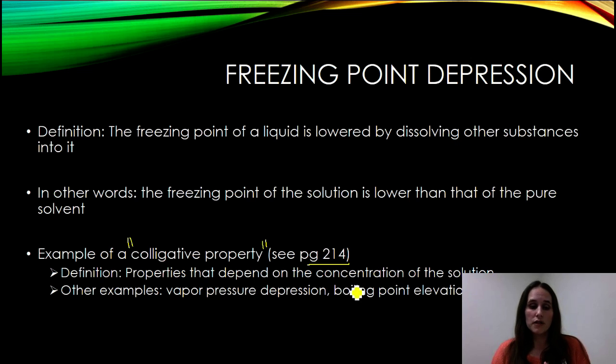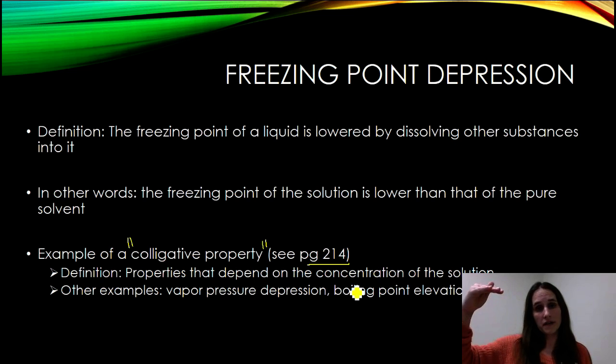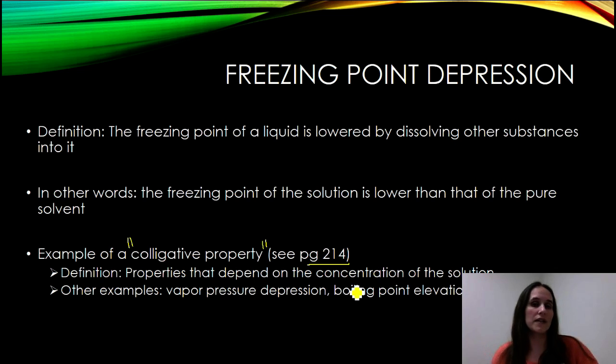Vapor pressure depression, so the vapor pressure goes down when we dissolve something into a liquid. The boiling point gets elevated, boiling point elevation. So that's actually another reason we add salt to water when we want to boil it. It allows our water to go over 100 degrees Celsius, and it'll cook our noodles faster, because water will cook faster if it's up to 105 degrees Celsius instead of 100.